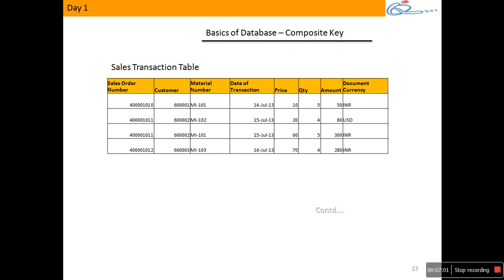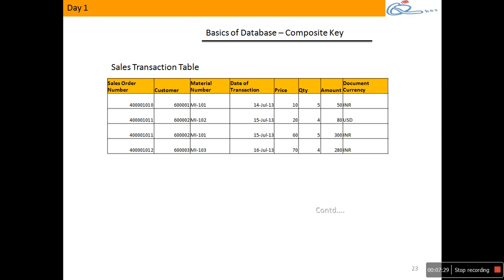So in this case, I would say sales order number and material number both would be the primary key, and that becomes a composite key. And it is a limitation of the database that we can only have a composite key of max 16 columns, not more than that. Means you can combine a maximum of 16 columns together and make it a primary key, not more than that. It's a limitation of the databases.